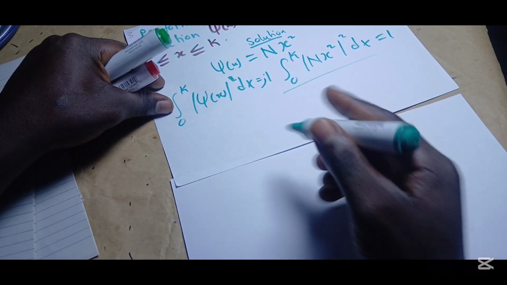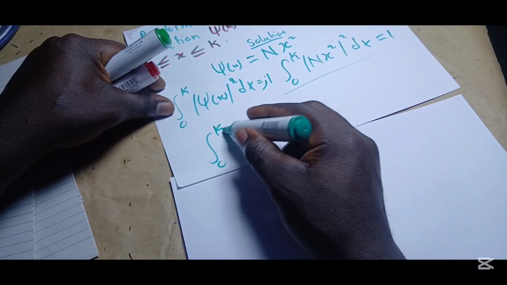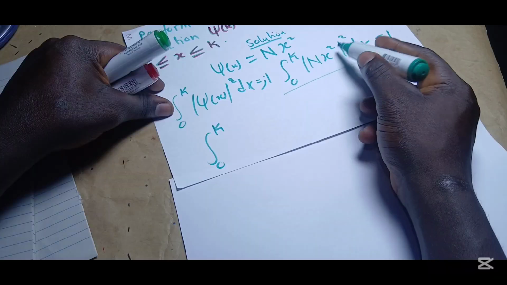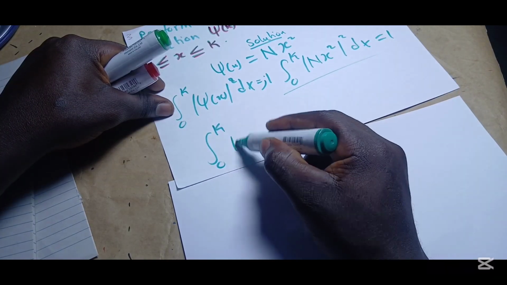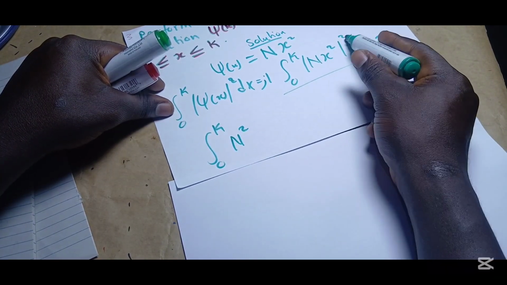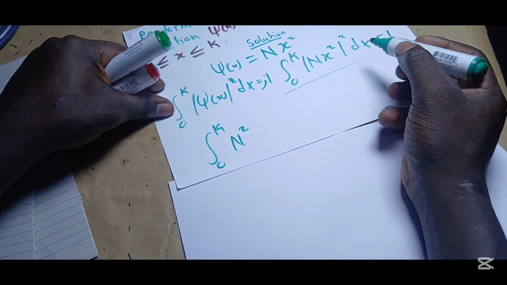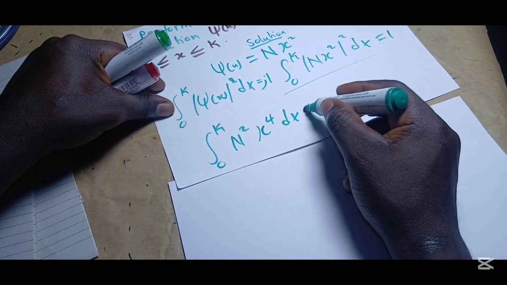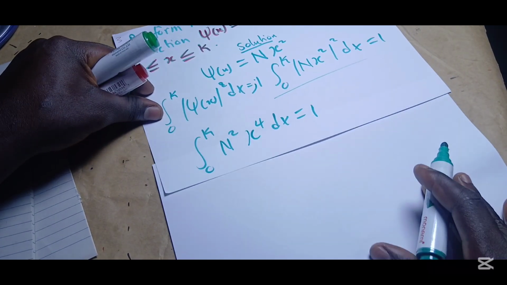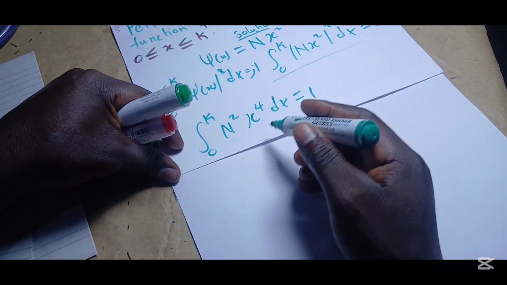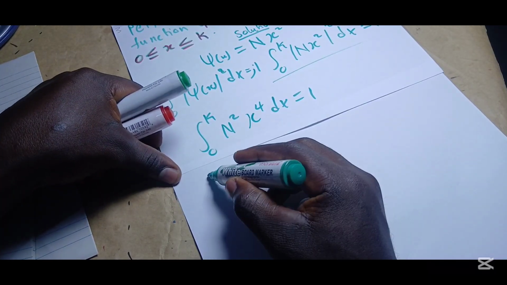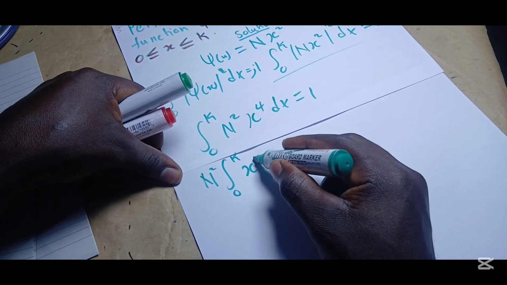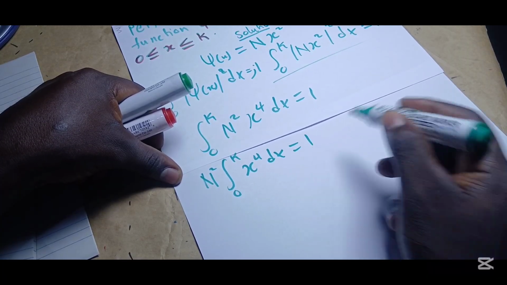So now we are integrating this, from 0 to k, squaring, expanding this whole term. So n to the power 2 is n squared, then x to the power 2 gives us x to the power 4. I just multiply this by that. So x to the power 4 dx equals 1. Now, since n is a constant, let's bring it out. So n squared integral from 0 to k of x to the power 4 dx equals 1.